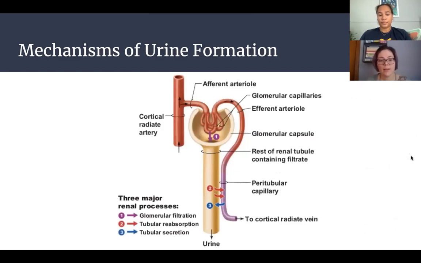And here we have the process of how urine is formed. I thought this was a pretty simplified version since it's pretty complex, but the 3 major steps include glomerular filtration, tubular reabsorption, and finally tubular secretion.